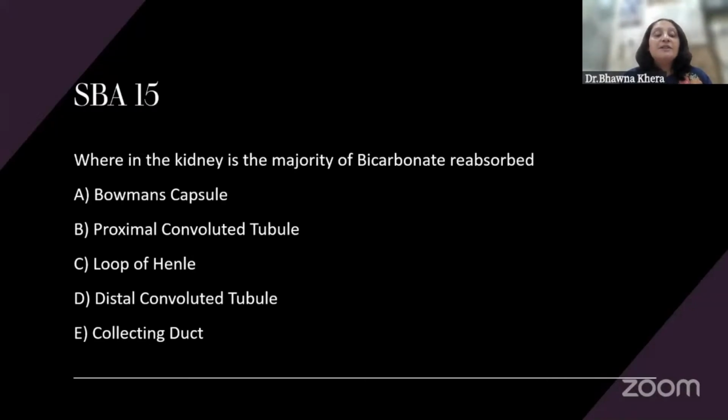So that's basically the proximal convoluted tubule. Yes, you are correct. It's the proximal convoluted tubule. Thank you so much for answering right in the live chat, and thank you for joining today. So this is the proximal convoluted tubule.